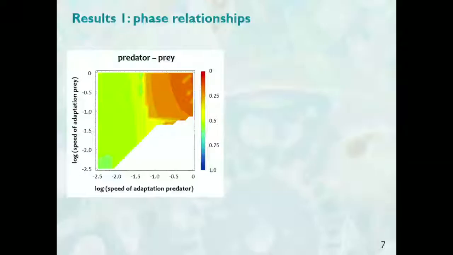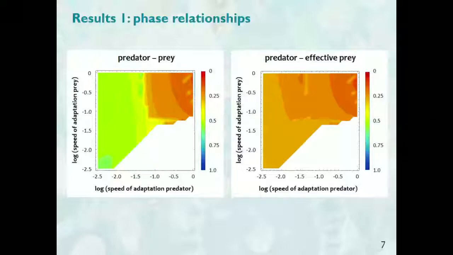And this is the result that I showed before, the predator-prey phase relationship. Now, if we do this analysis again, but for the effective prey rather than for the actual prey, we get exactly the result that we would expect. We always find the predator following the effective prey with a quarter lag, which makes a lot of sense. So from this, it follows that the predator-prey phase relationship is determined by the phase relationship between the prey and the effective prey. If the effective prey dynamics are delayed with respect to the actual prey, you might get anti-phase cycles or something close to it.